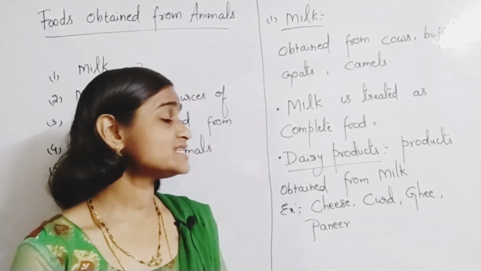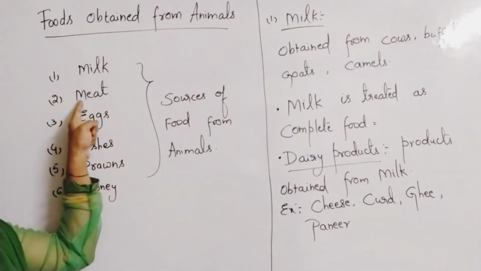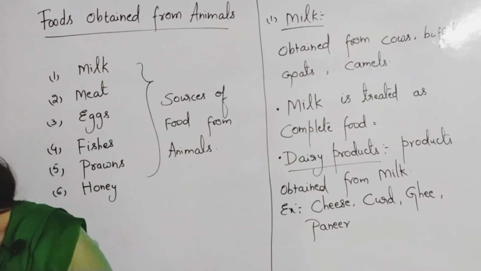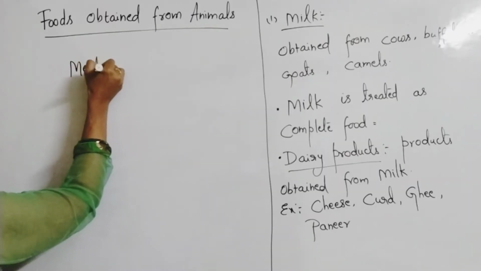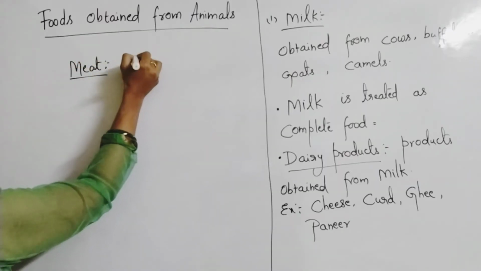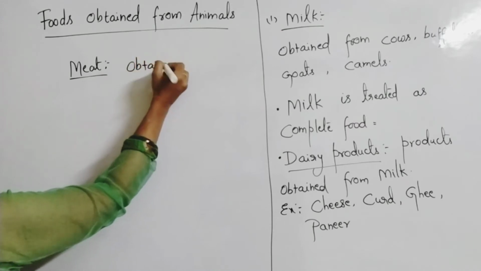Okay, next we will move on to the next one. What is the next one? Meat. So what is meat obtained from? Meat is obtained from animals like sheep, goat, cow. Obtained from what? Goat.